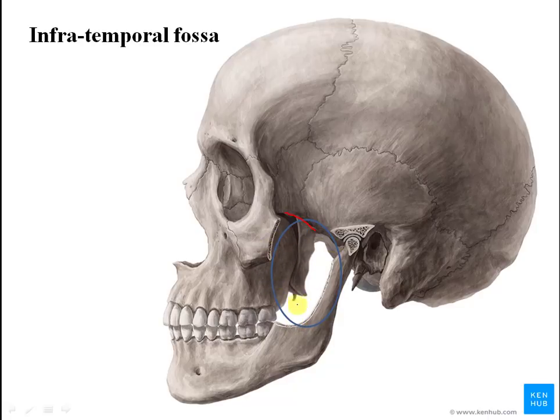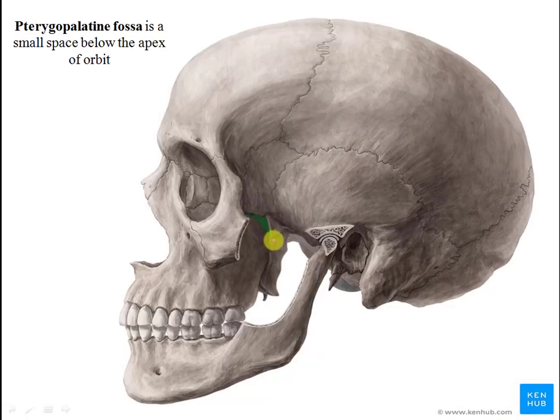Notice that deep inside here to the infratemporal fossa we have this small fossa. This small fossa here highlighted in green is the pterygopalatine fossa. The pterygopalatine fossa is located here at the apex, exactly below the apex of the orbit. It's triangular in shape and it's very small.